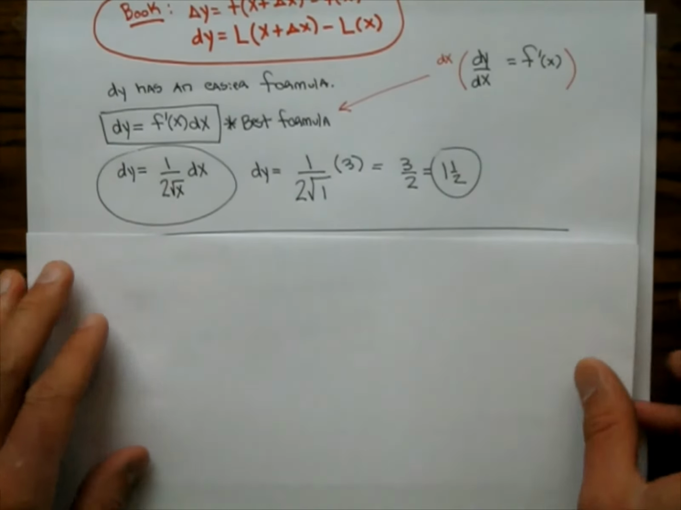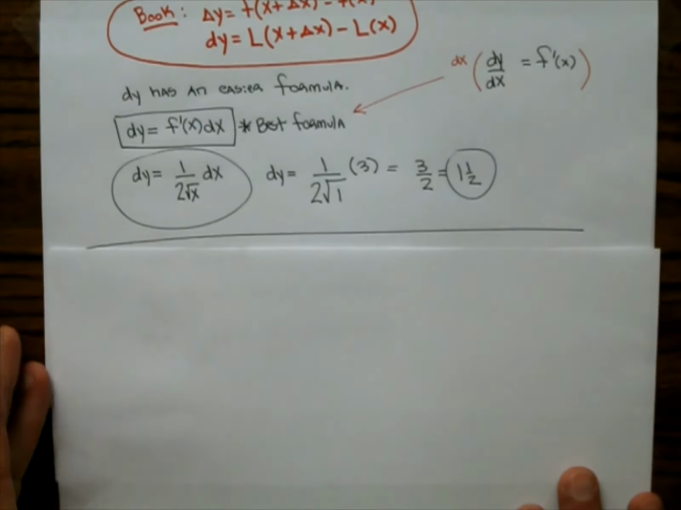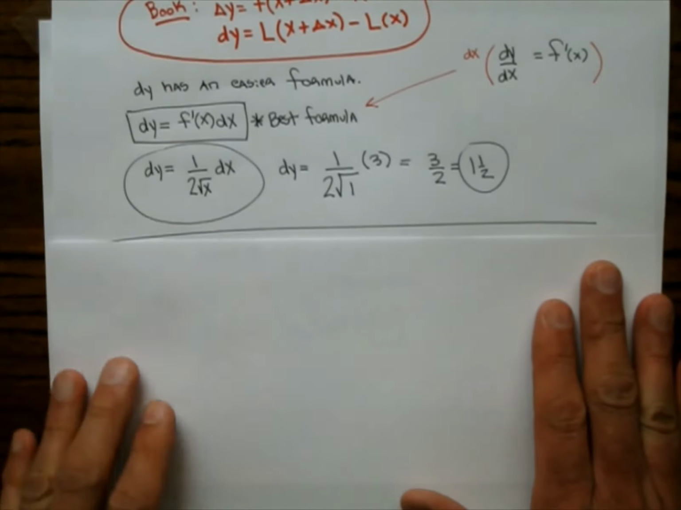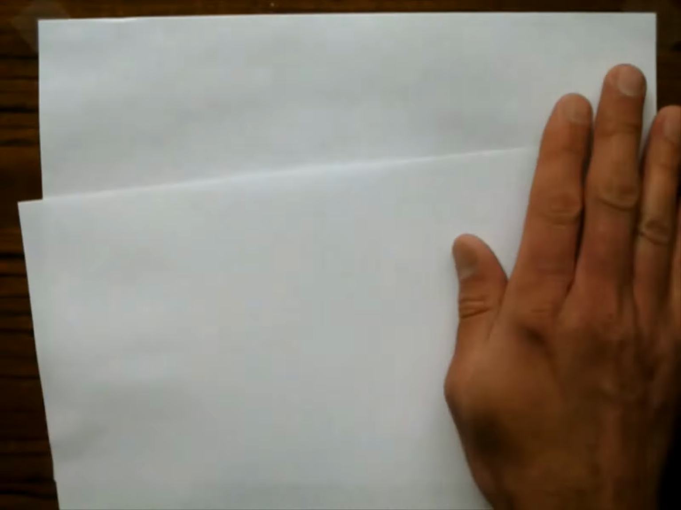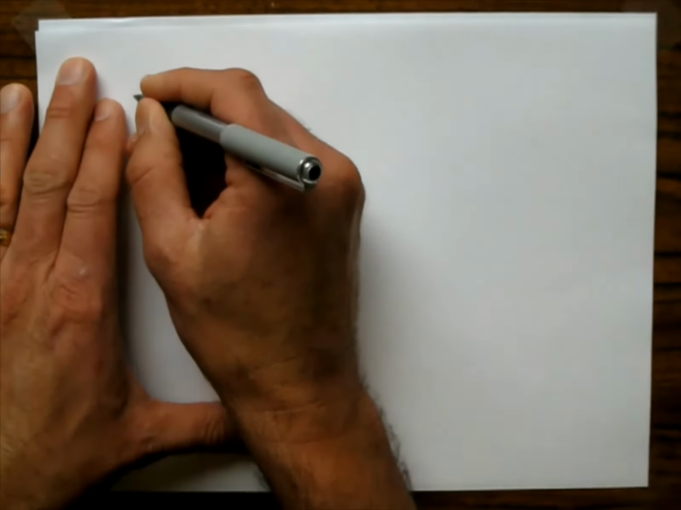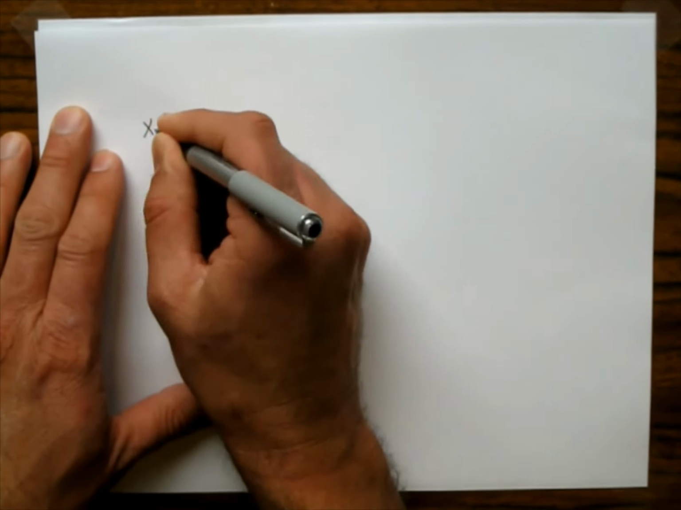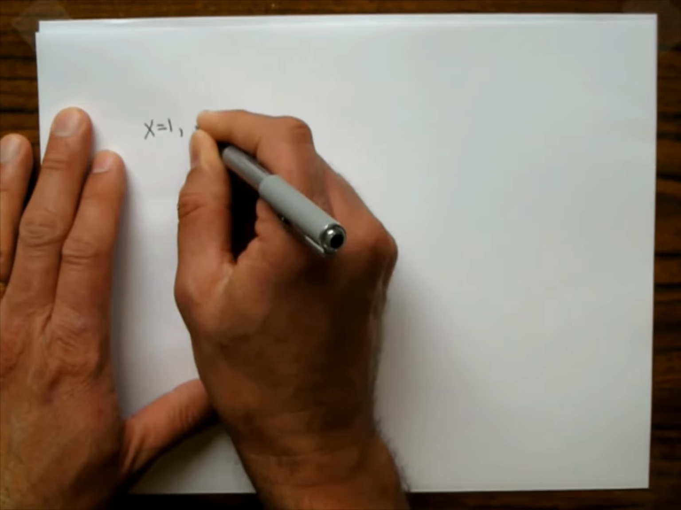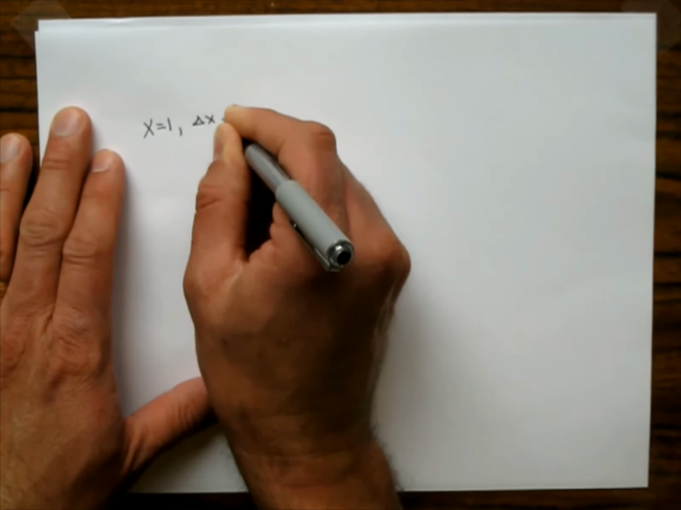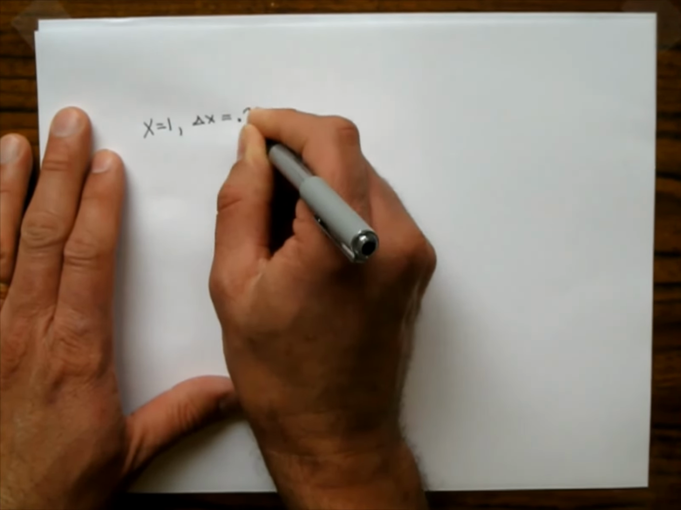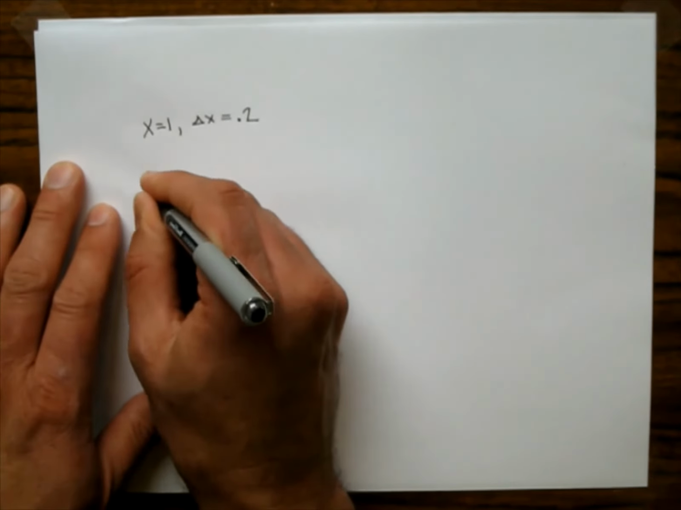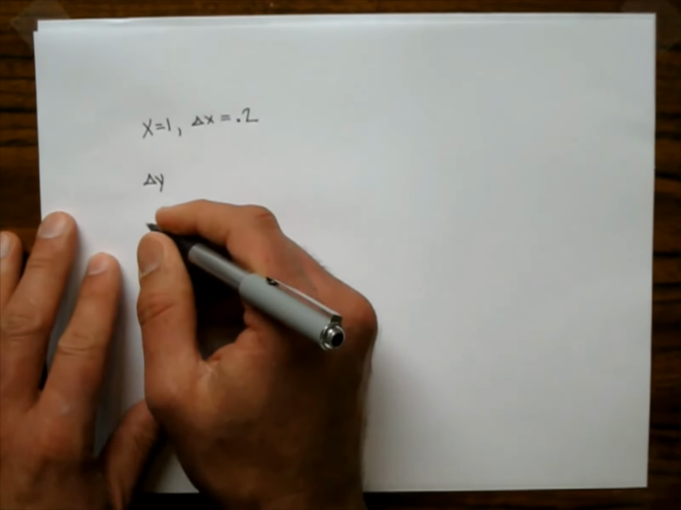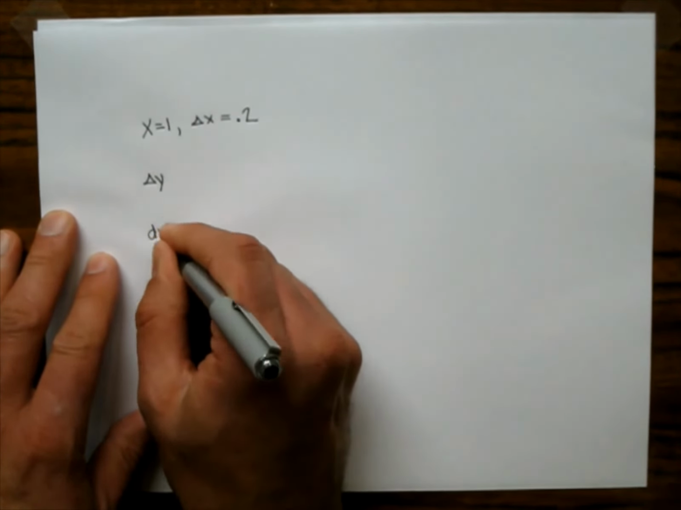Okay, the other thing that I wanted to do before we moved on: the camera cut me off and I actually went a little further than I wanted to go. Let me actually just do this. Same example, we have x equals 1, delta x equals 0.2. So let's find delta y and dy.